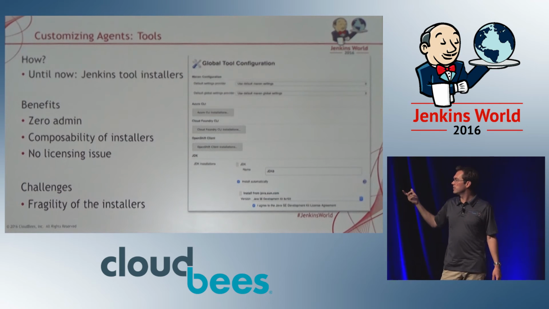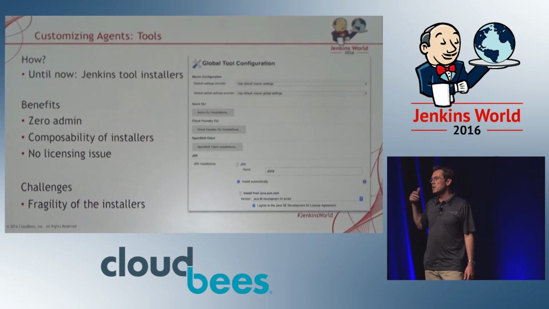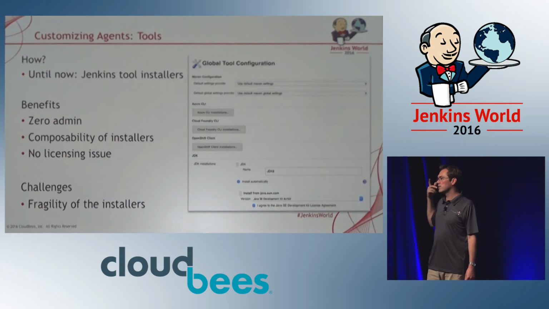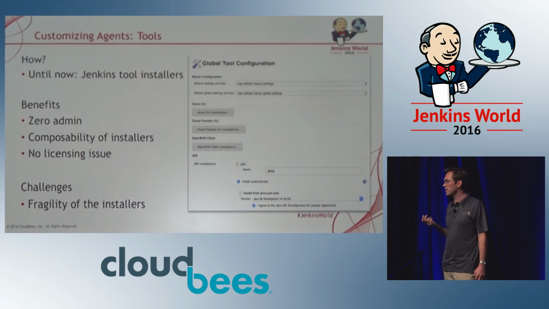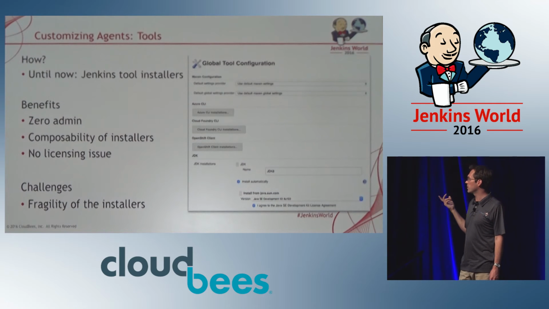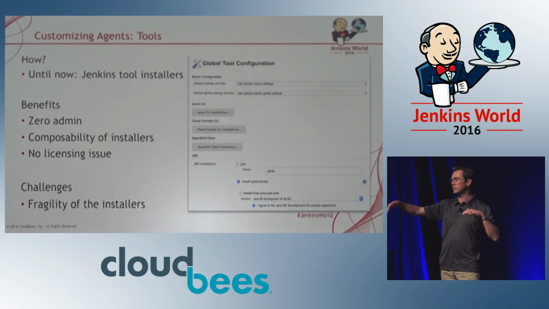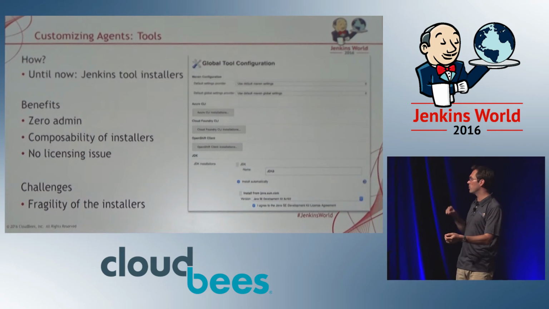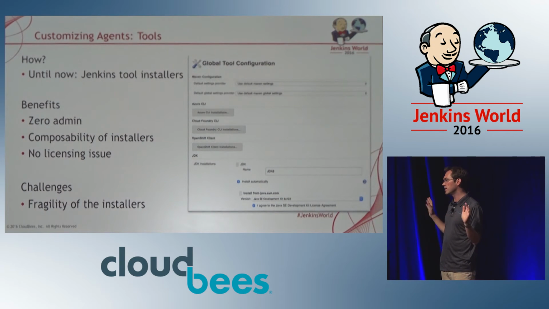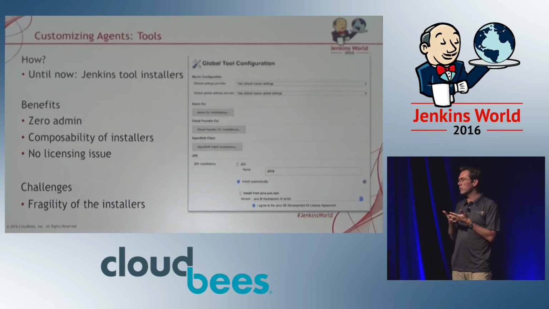There were many benefits. For the Jenkins admin, you were confident that the tool could be installed without any task from your side. So this was very nice. You could compose installers together. One team wants JDK 7 with Maven 3.3.9. One other team wants JDK 8 with this same Maven. And this team now, they also want the AWS CLI. And it was very easy to compose all this.